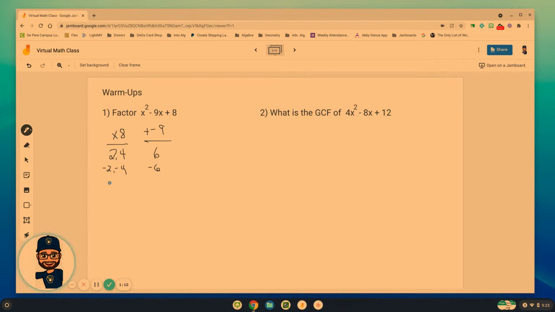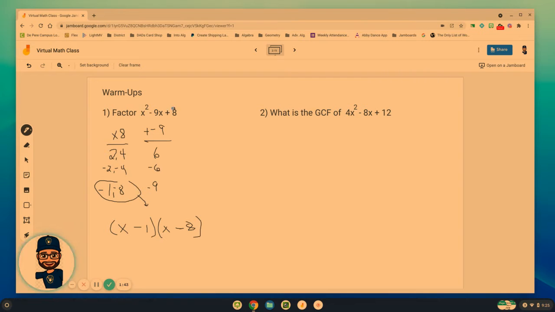What about 1 and 8? Well, 1 and 8 gives me positive 8, but if I add them, I get a positive 9. We're looking for negative 9, so they both have to be negative. So then I'm going to use these two as part of my factors, x minus 1 with x minus 8. So we use those two as our factors down here.